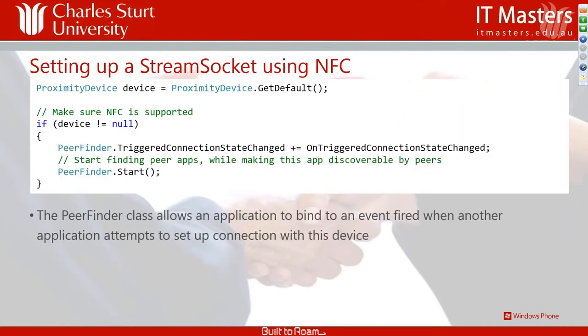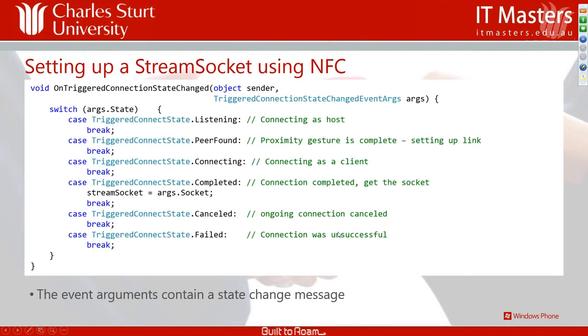To establish a socket connection between two devices, we can use NFC to establish that pairing. So here we're calling start on the peer finder, and we're going to register for the triggered connection state changed event. Essentially, this will raise a number of different events depending on the status of the connection attempt. Once we've completed the connection attempt, as part of the completed state, we'll get back a stream socket.